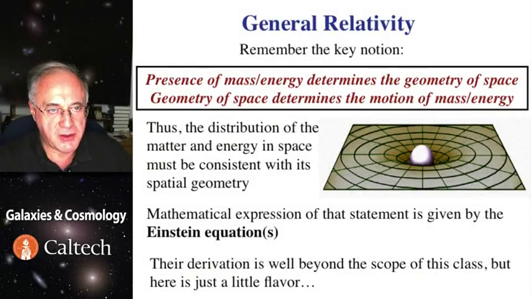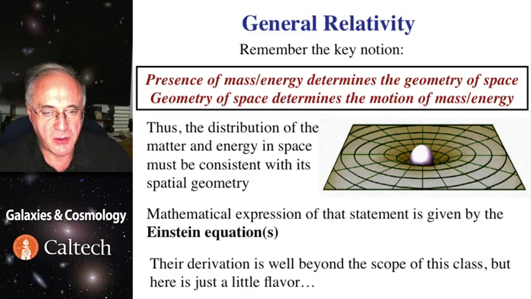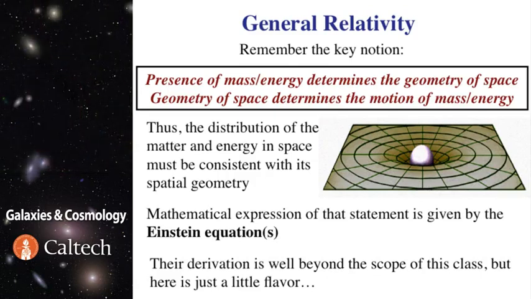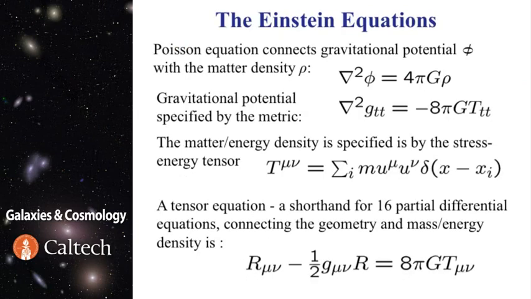Let's go back to general relativity. Remember, the most important notion is that the presence of mass and energy determines geometry, and geometry determines where mass and energy go. And the two have to be consistent. So getting a consistent solution to that is essentially Einstein's equations. We will not derive them here in any shape or form. We just need to show you a little bit of what they look like.